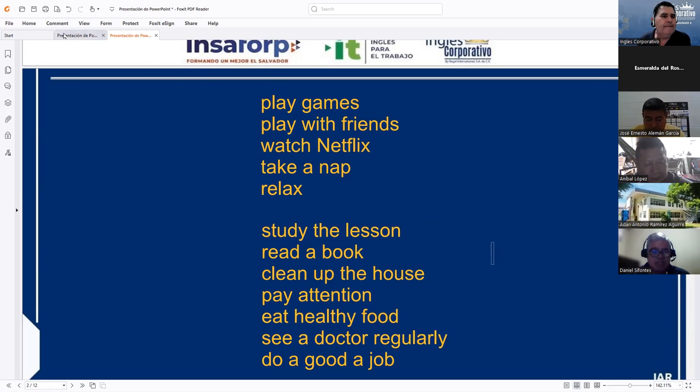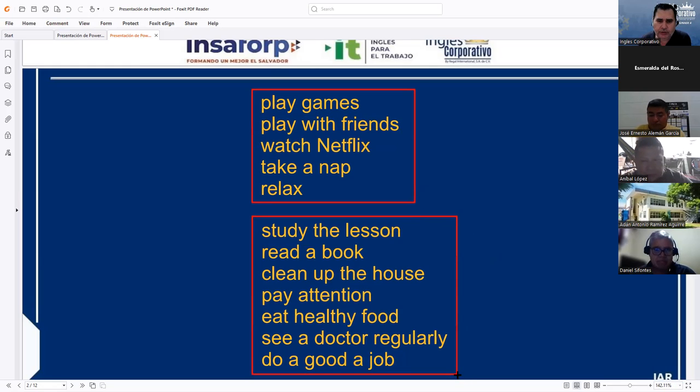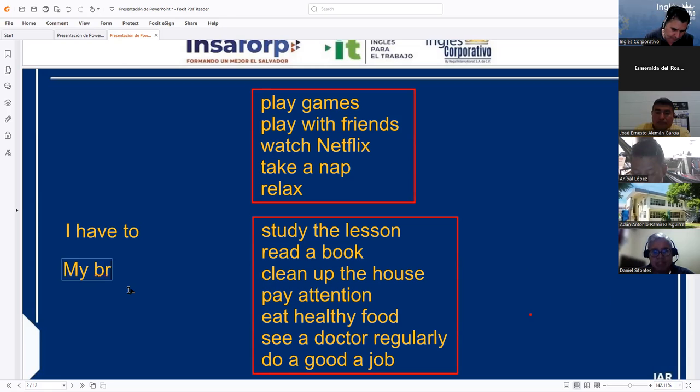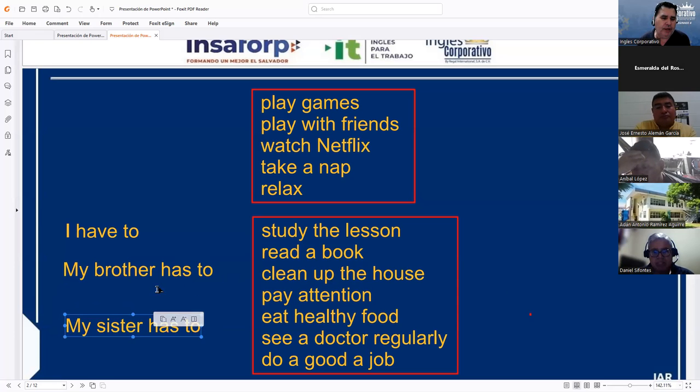Okay, my dear Angelitos, which of the two groups represents obligations? The second group. Yes, with the second group, we can say, I have to, or my brother has to, or my sister has to. With the first one, no, because the first one is for fun.